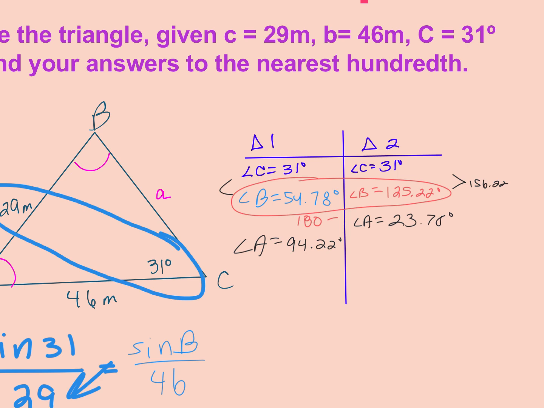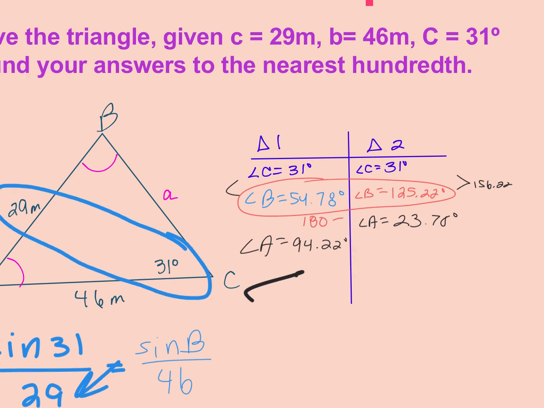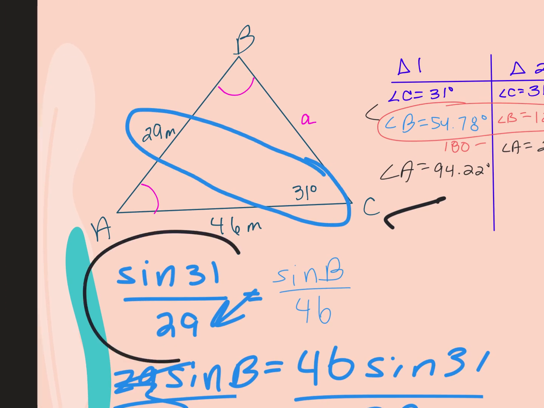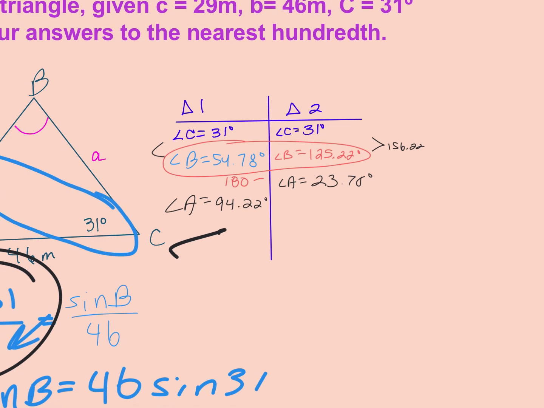So what am I going to find now as far as side lengths are concerned in triangle 1 and triangle 2? I'm going to find A, right? I'm going to use this same proportion, sine 31 over 29, that's our given. And then I'm going to use sine of angle A over little a, cross multiply, and then the same thing with triangle 2. Make sense? All right, let's move on to area ones.